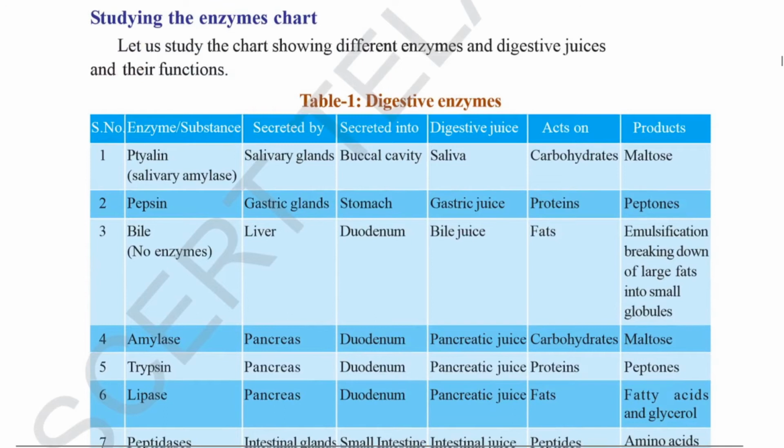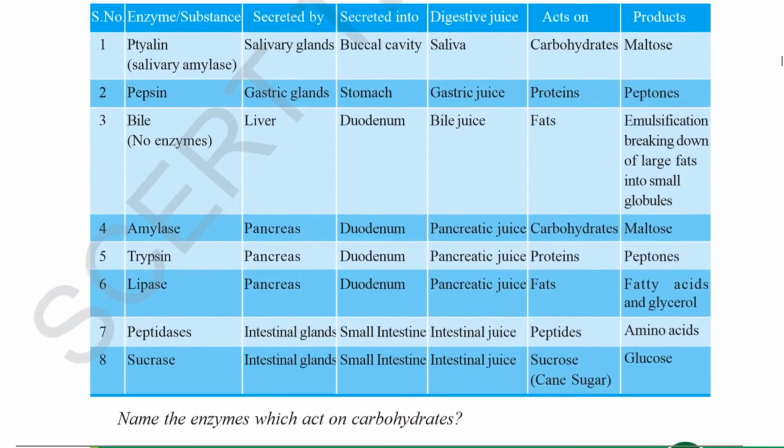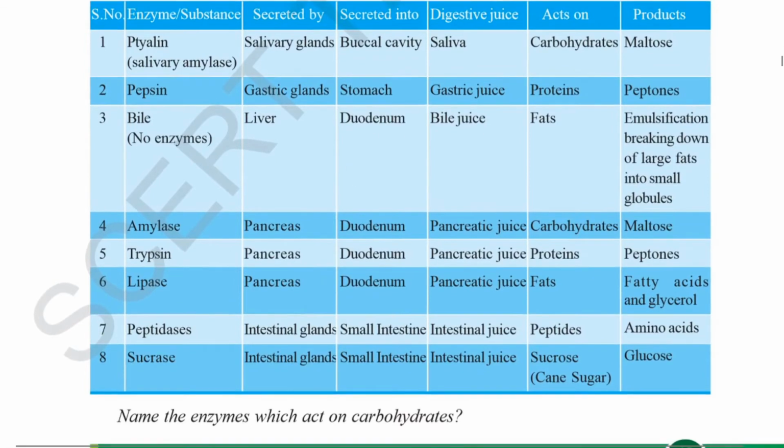And where are they secreted? The buccal cavity. Saliva won't be secreted in the esophagus or in the stomach; it is secreted only into the buccal cavity. The gastric glands produce it inside the stomach only. And the duodenum is the proximal part of the small intestine. They will secrete these enzymes into the duodenum. Then these two in the small intestine.